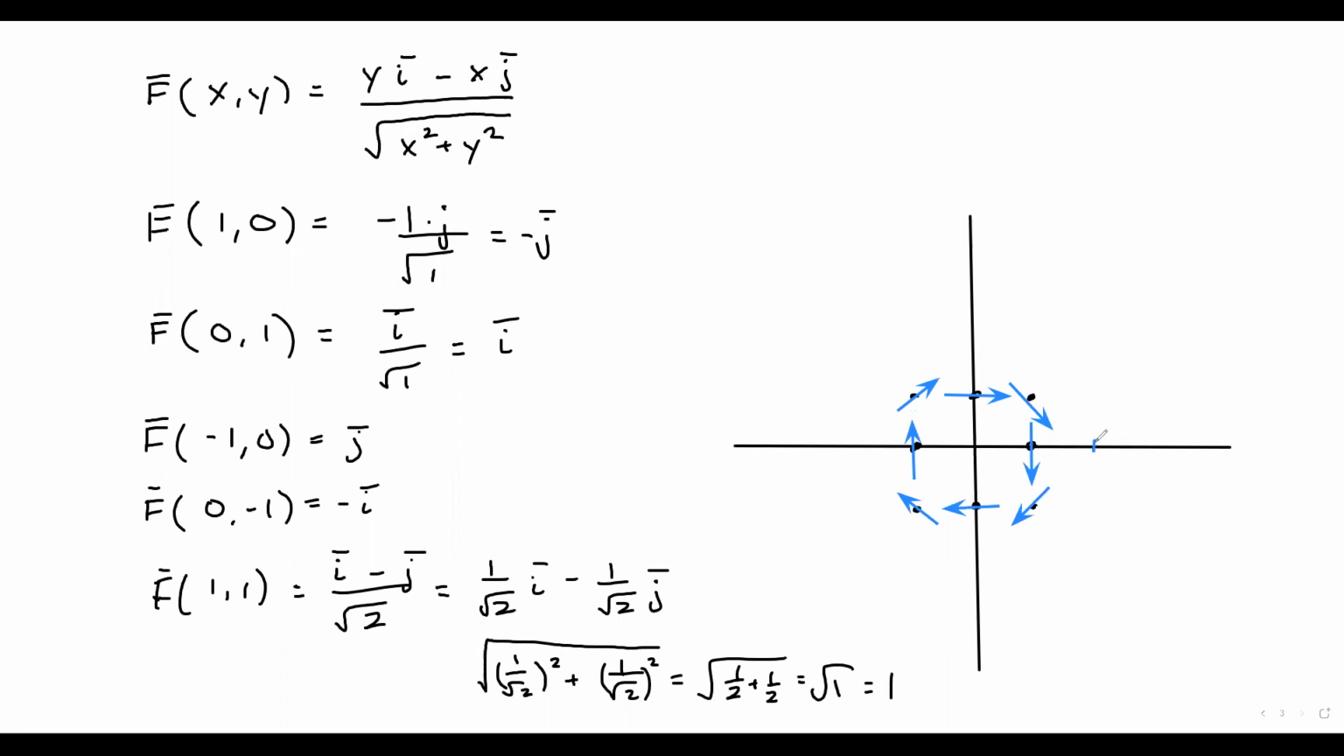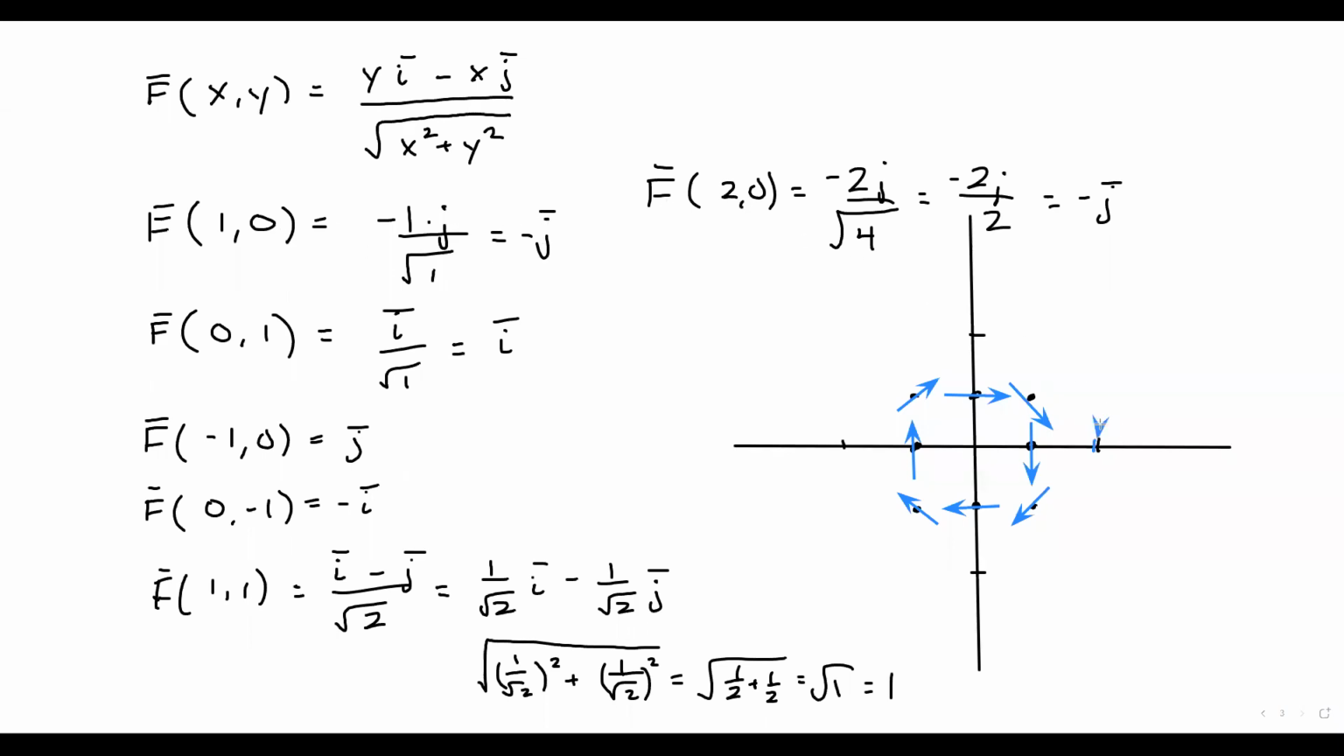All right, and then just like before, we could move a little further out. What happens as we move further out? We could do f of 2, 0. Now x is 2 and y is 0, so we're going to have minus 2j over the square root of 2 squared, which is 4, plus 0 squared, which is 0, so over the square root of 4. So we're going to have negative 2j over 2, which is just negative j. And if we plot our vector, that's the same result that we got at 1, 0.